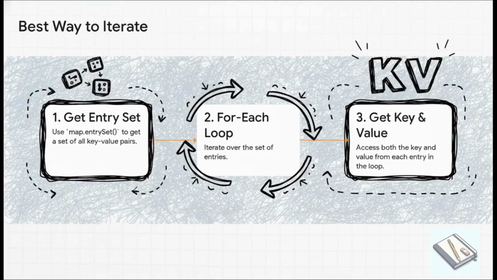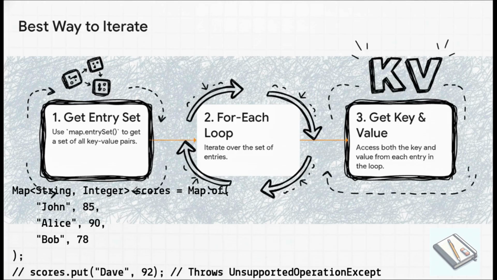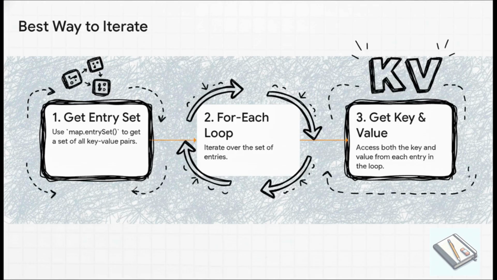All right, pro tip. When you need to loop through everything inside your map, this is the best way to do it. You grab the entry set, which gives you a collection of the key-value pairs. Then you can loop over that and get both the key and the value in one go, without having to do a second lookup. It's clean, it's efficient, it's the way to go.